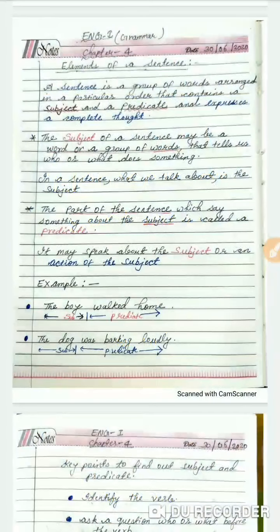Welcome students. Today we are going to start chapter 4. The topic is elements of a sentence. In this chapter we'll learn about subject and predicate.